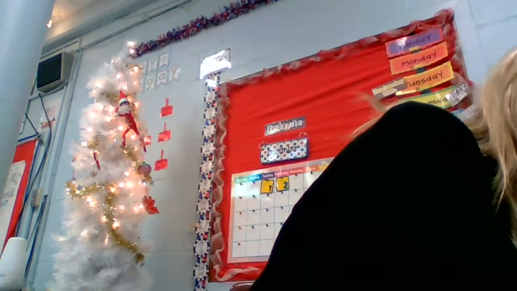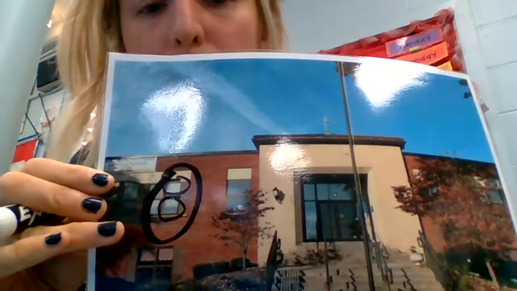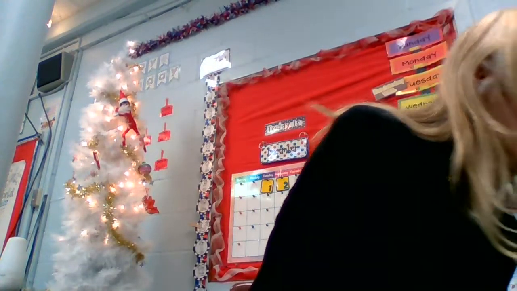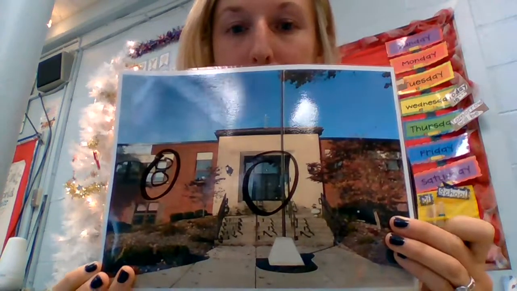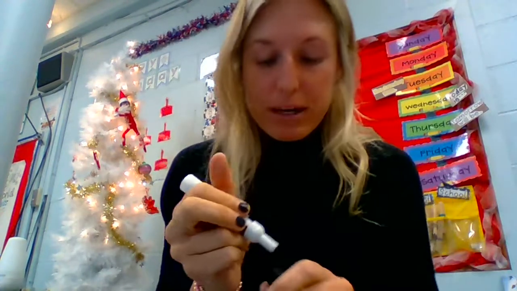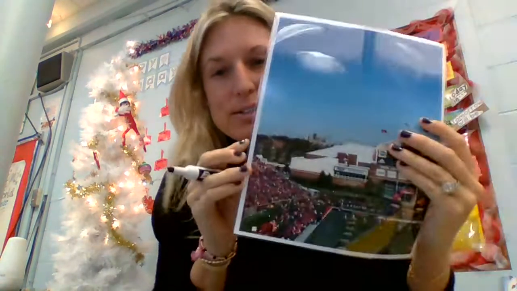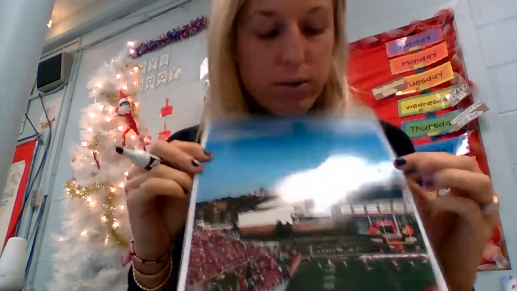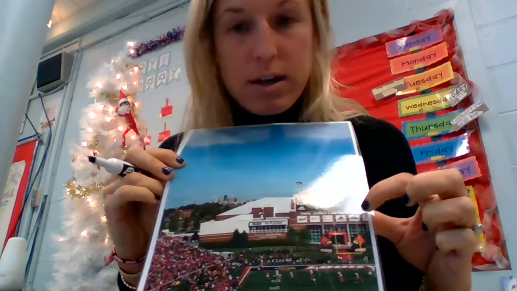I'll circle them. That's a rectangle if you put them together. But if you look really close, the little ones in there are squares because they're the same size. You're right. The door is a rectangle. The building itself is a rectangle. Look at all of those rectangles in our school. I have another picture for you too. I am a big Cards fan, so this is the Louisville Cardinals Stadium. There are lots of squares. Do you all see all of those squares?